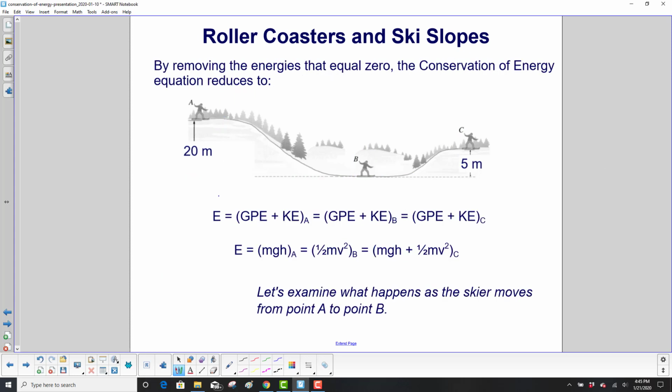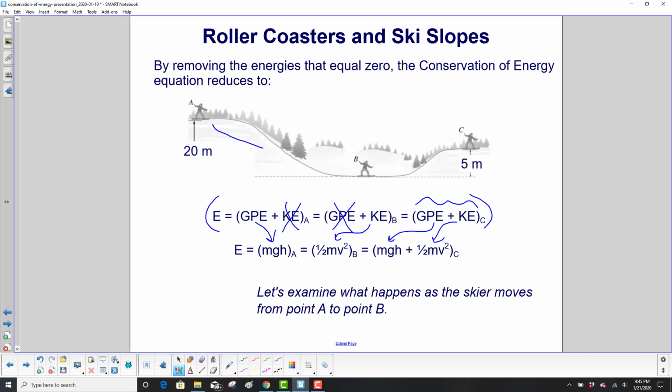We can now take this equation here and remove the quantities that are equal to 0. So at point A, we said there was no kinetic energy, and at point B, what did we say about point B? There's no gravitational potential energy. And at point C, it has both of them. So point A is just mgh, point B is just 1/2 mv squared, and point C has both gravitational potential energy and kinetic energy. So let's see what happens as the skier moves from point A to point B.